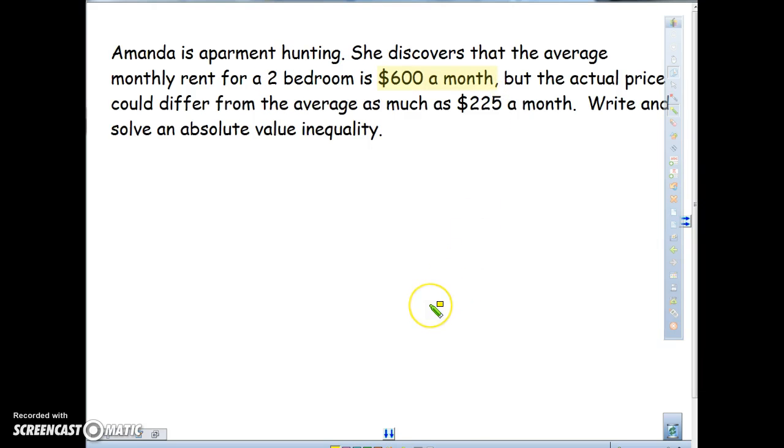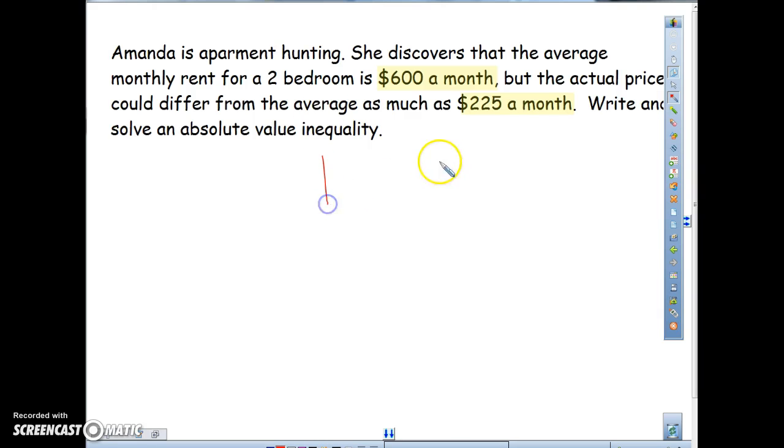That's probably pretty important. But the actual price could differ by as much as $225 a month, which means it could go up $225 a month, which is a big difference if you're planning on paying only $600, or it could go down by $225 a month, which would be really good if you're planning on paying $600, so then you have that extra money. It says write and solve an absolute value inequality.